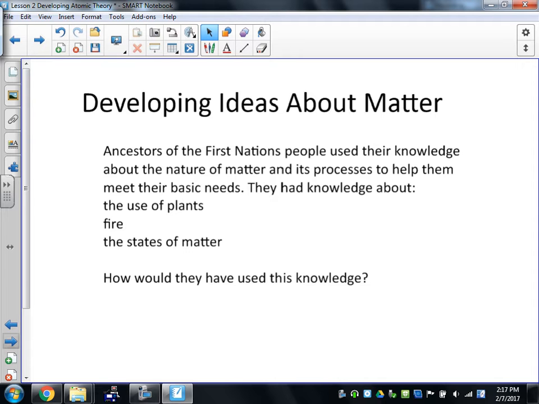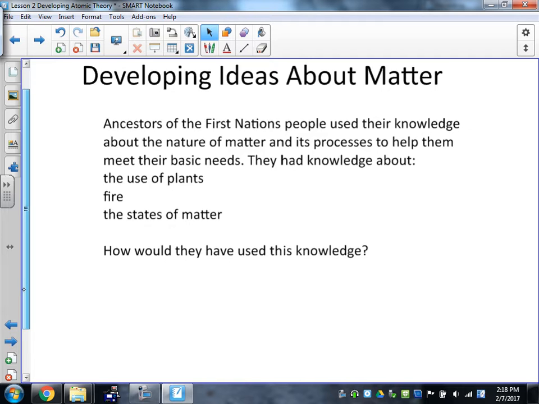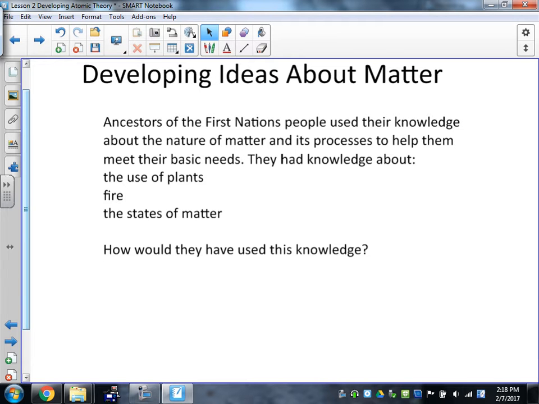Developing ideas about matter. Ancestors of the First Nations people used their knowledge about the nature of matter and its processes to help them meet their basic needs. They did have knowledge about the use of plants, fire, and of course states of matter. Okay, how do they use this knowledge? What do you think they did with these things to help them? Knowledge about plants, fire, states of matter. What would they use those things for?